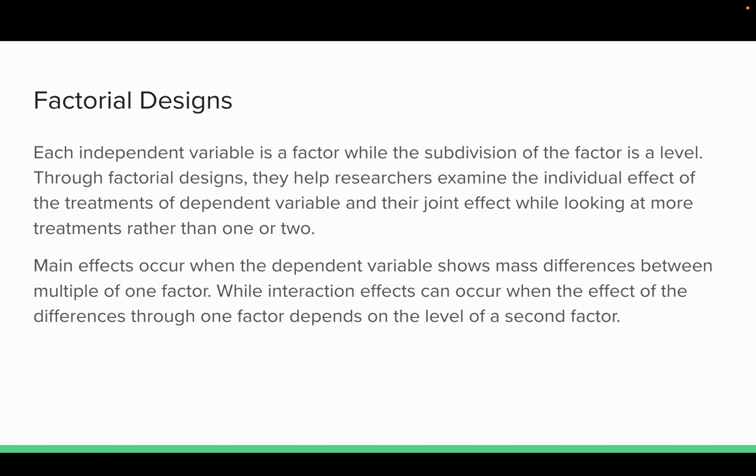Factorial designs. Each independent variable is a factor, while the subdivision of the factor is a level. Factorial designs help researchers examine the individual effect of the treatments on the dependent variable and their joint effect, while looking at more treatments rather than one or two. Main effects occur when the dependent variable shows mass differences between multiple levels of one factor, while interaction effects can occur when the effect of differences through one factor depends on the level of a second factor.